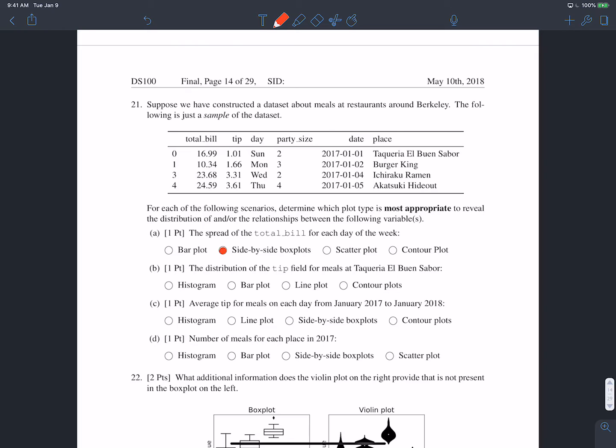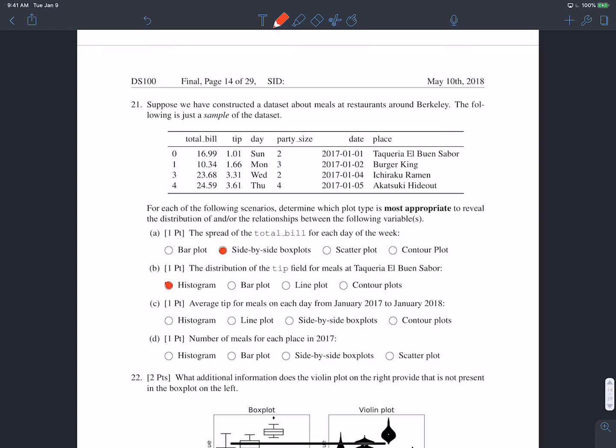In B, the distribution of the tip field for the meals at this one specific restaurant. Since we're looking at just one continuous variable, the tips for this one restaurant, to display the values of one continuous variable we usually like to look at a histogram. This is something we've seen many times. The histogram will bin our variable into different segments, and then the heights will represent the proportions of the variable that were in those bins.